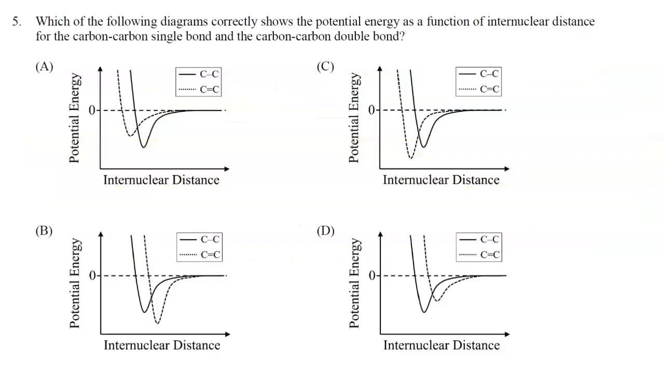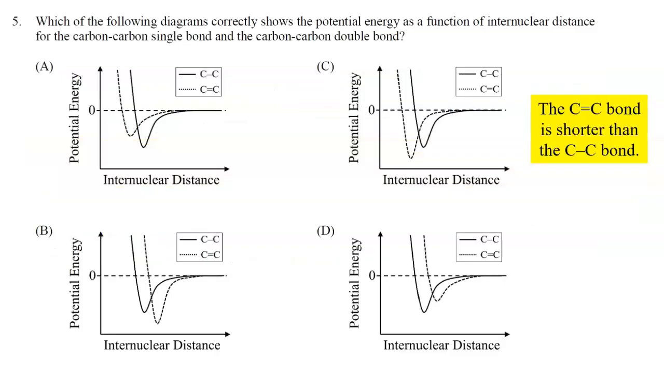Knowing that, we can already take a look at these 4 diagrams, and we can eliminate 2 of the 4 choices right away, just focusing on bond length. So the carbon-carbon double bond is shorter than a carbon-carbon single bond. Focus your attention on choice B. You can see that based on that curve for the carbon-carbon single bond, the minimum in potential energy is located further to the left on the x-axis. So that would indicate that the carbon-carbon single bond is shorter. We know that's not true, so we can eliminate choice B.